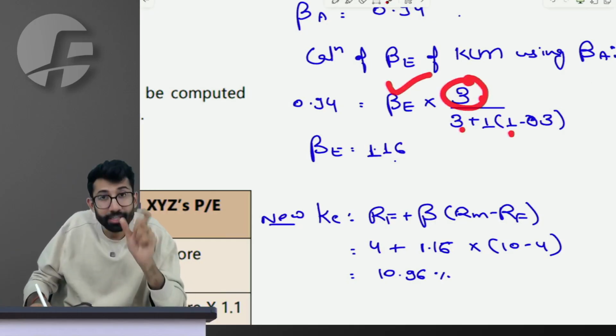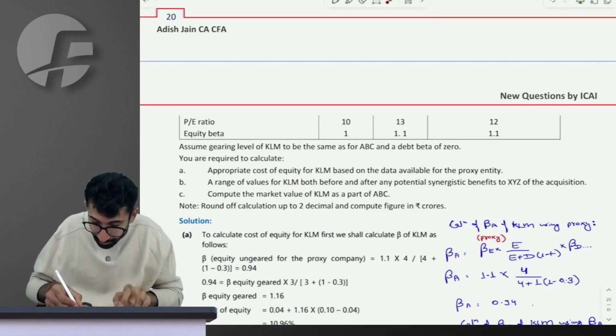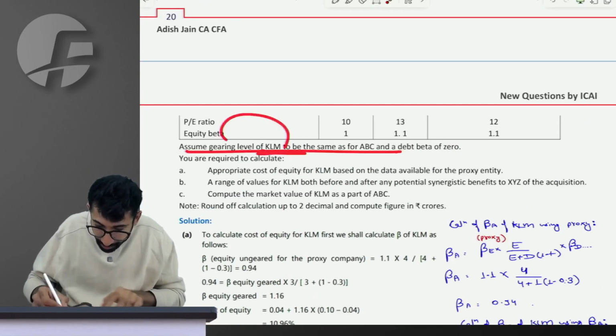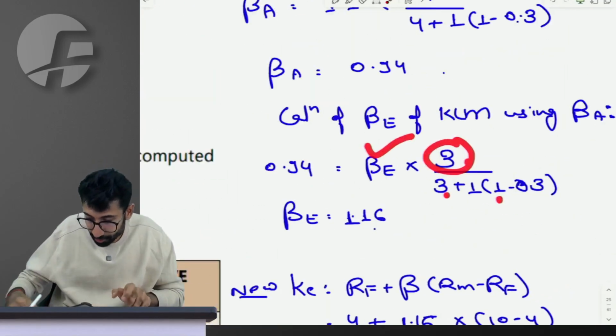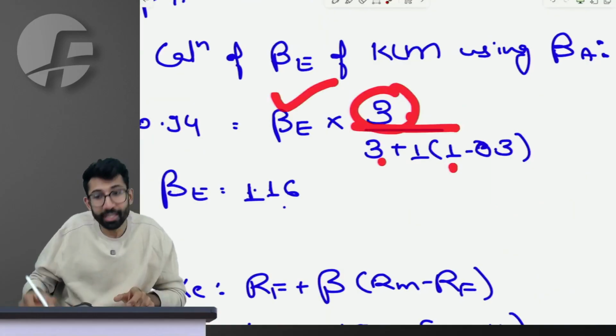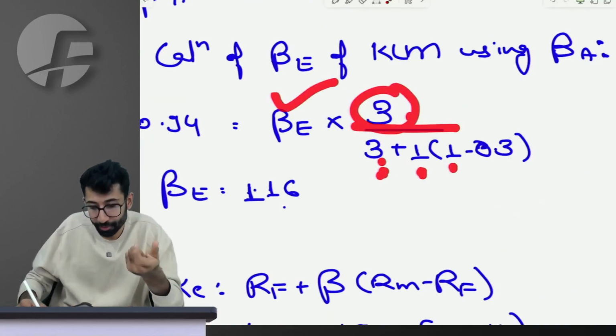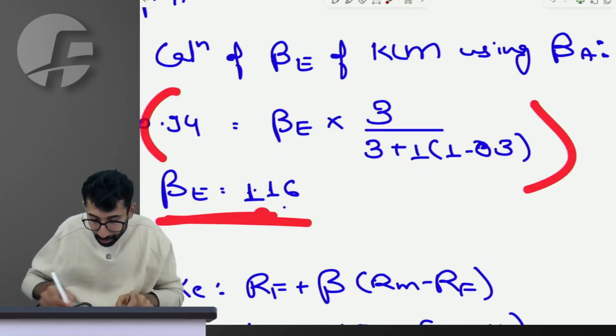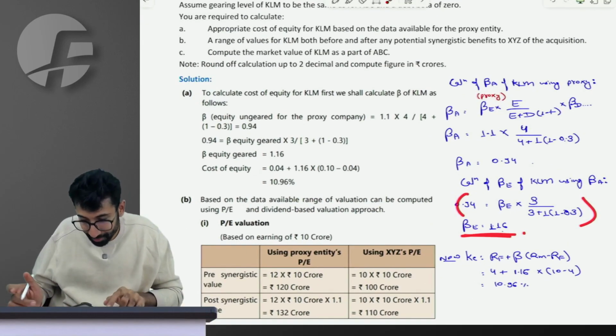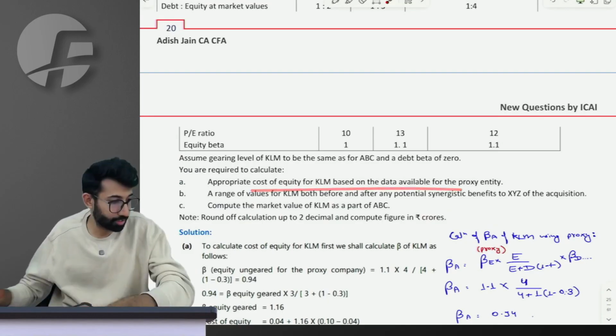Sir, 1:3 is the debt to equity ratio, right? As they said, KLM leverage is same as ABC. So ABC leverage is same for KLM. Sir, 1:3. So 3 is the equity, divided by 3 plus 1, where 1 will be multiplied with 1 minus T. When you solve this entirety, beta of equity turns out to be 1.16, which is part one of this question.